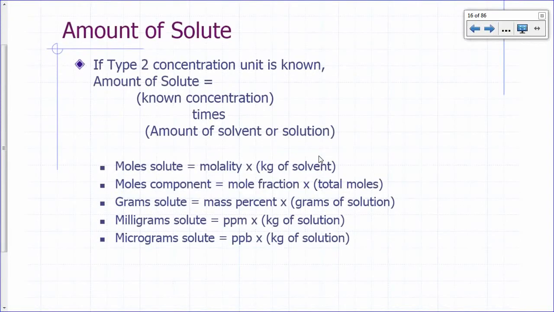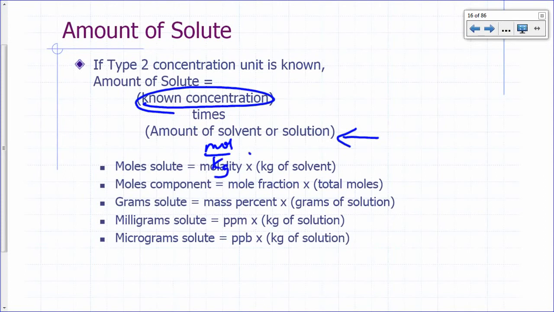Now, what about if you have a type 2 concentration? How do you determine the amount of solute? Well, just multiply the known concentration by either the amount of solvent or solution, depending on which one you use in the definition of the concentration. So, for example, molality, that's moles of solute per kilogram of solvent. You multiply that by the kilogram of solvent, that gives you moles of solute.